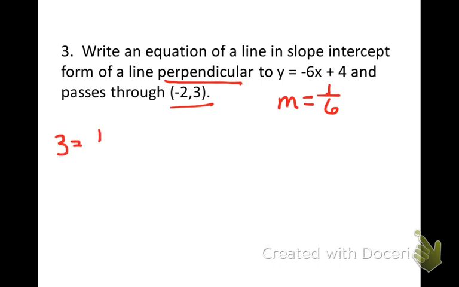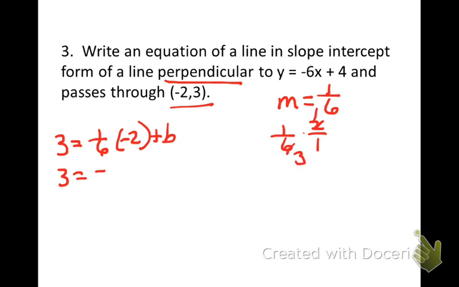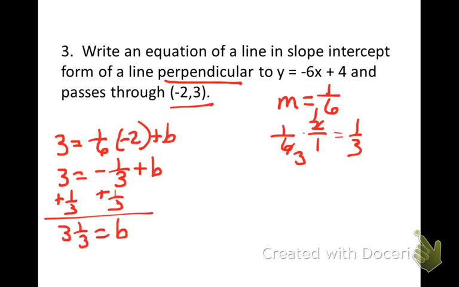So 3 equals 1/6 times negative 2 plus b. 3 equals, again, 1/6, and I know it's going to be negative, so I'm not going to forget my sign. Think of 2 over 1. You can cancel, and you end up with 1/3. So minus 1/3 plus b. So I need to add 1/3 to both sides. And this would be 3 1/3 equals b, but I am going to change it to an improper fraction. 3 times 3 is 9 plus 1, so 10/3 equals b. So y equals 1/6 x plus 10/3.